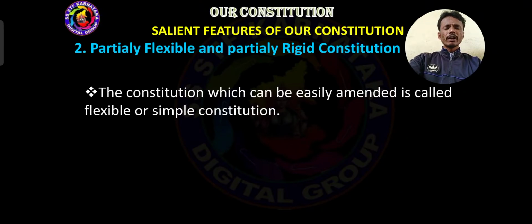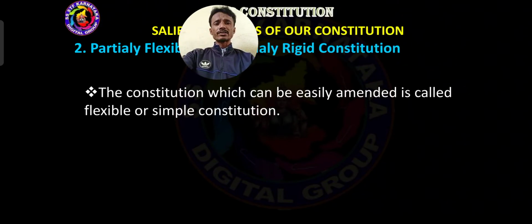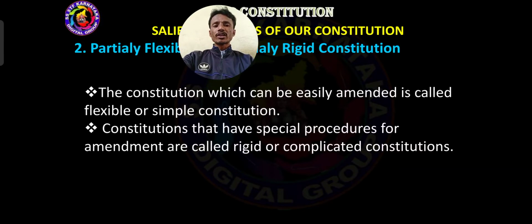Sometimes it is very easy to implement the rules and regulations, so we consider that flexible. And rigid: a Constitution that has a special procedure for amendment is called a rigid or complicated Constitution. Sometimes it is highly impossible to implement the rules and regulations.